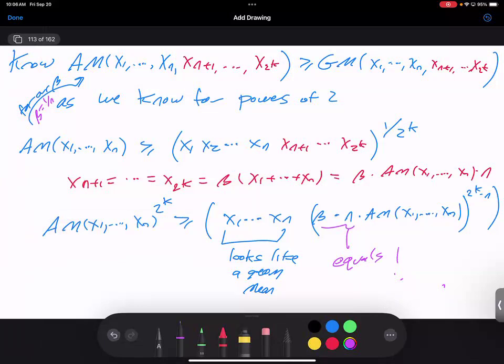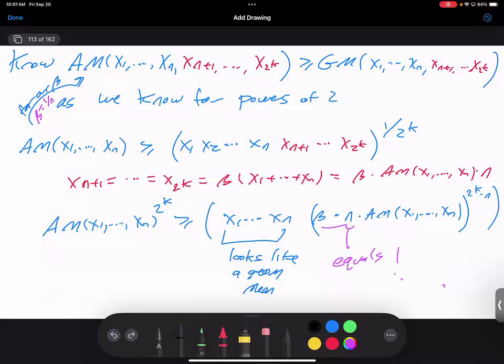And so we have the arithmetic mean to the 2k is greater than or equal to the geometric mean. Well, it's not quite the geometric mean. I've got the product of the x's. What should I really have? To the 1 over nth root. But then I have times the arithmetic mean to the 2k minus n. So both sides have the arithmetic mean to the 2k, so I can cancel that. I can then bring the arithmetic mean to the negative n over to the other side.